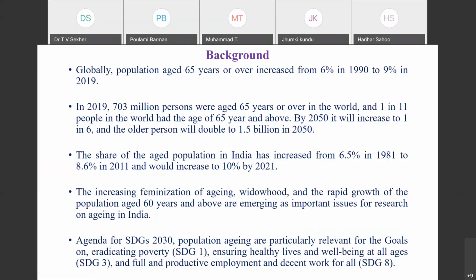The increasing feminization of aging, widowhood, and rapid growth of the population aged 60 years and above are emerging as important issues for research on aging in India. Apart from that, in the agenda of the Sustainable Development Goals 2030, population aging is particularly relevant for the goals on eradicating poverty, ensuring healthy lives and well-being at all stages, and full and productive employment and decent work for all, which is SDG 8.